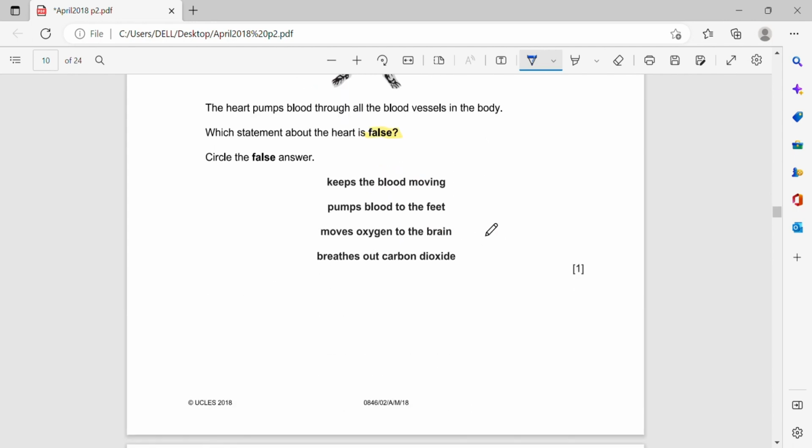Let's look at the statements. Keeps the blood moving, true. That pumps blood to the feet, true. Moves oxygen to the brain, true. That breathes out carbon dioxide. Is it the job of the heart to breathe out carbon dioxide? No. So this is the false statement. So this is my correct answer.